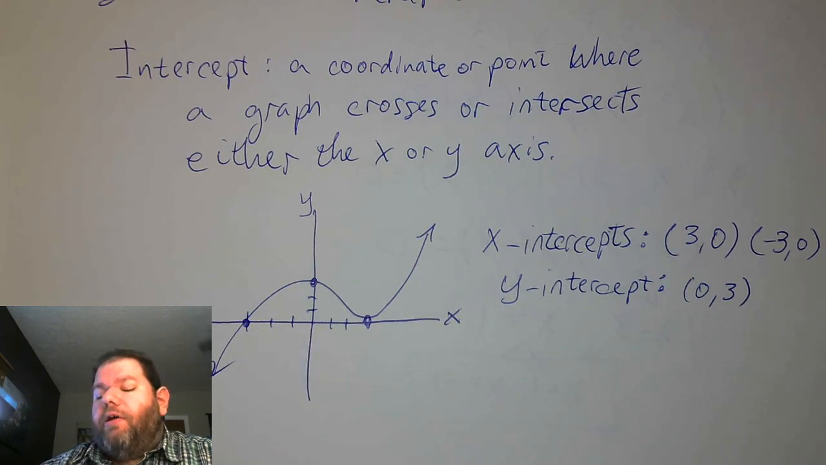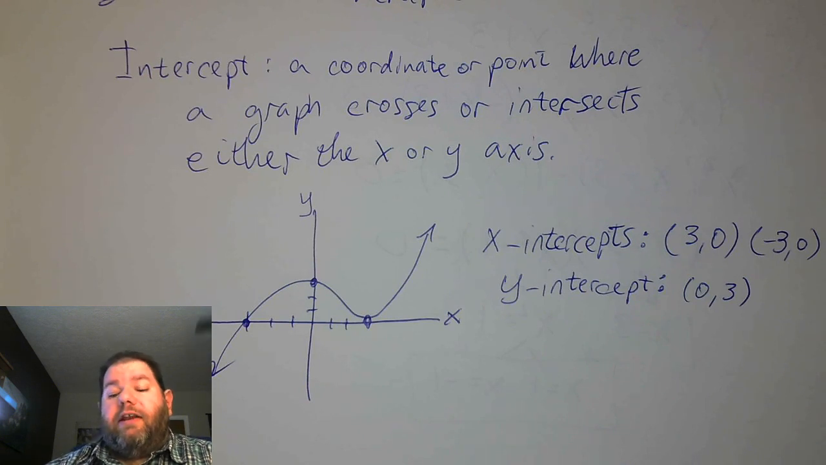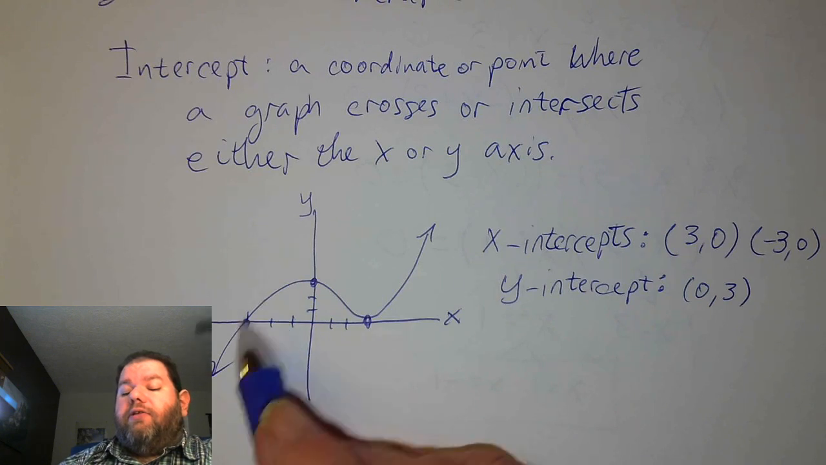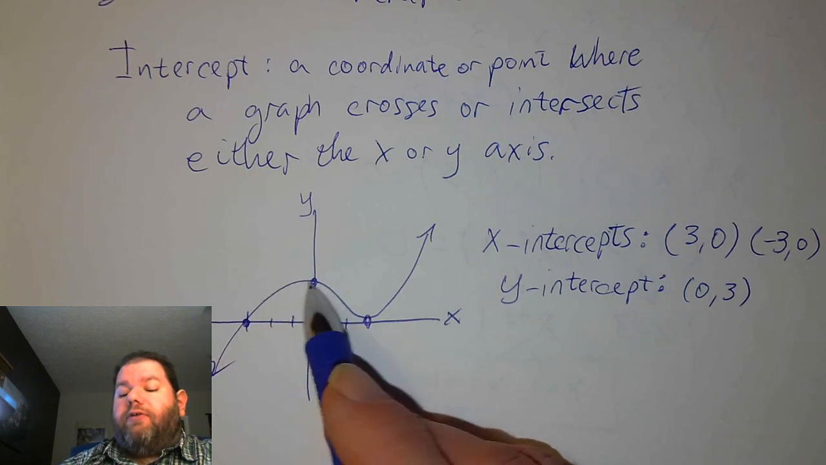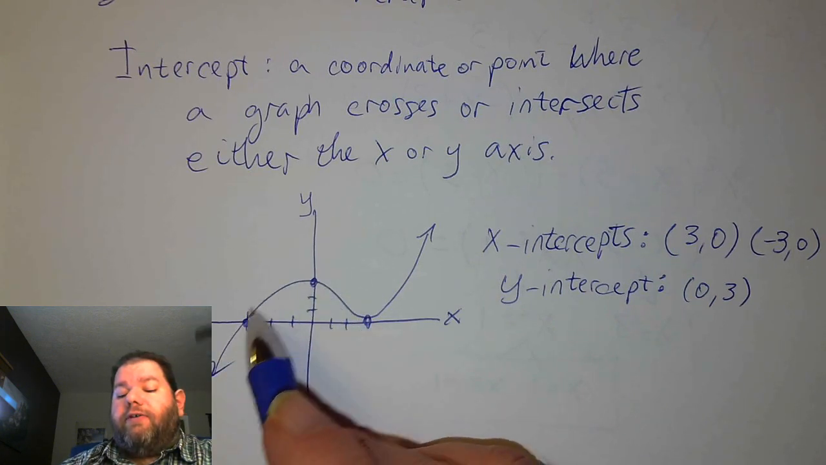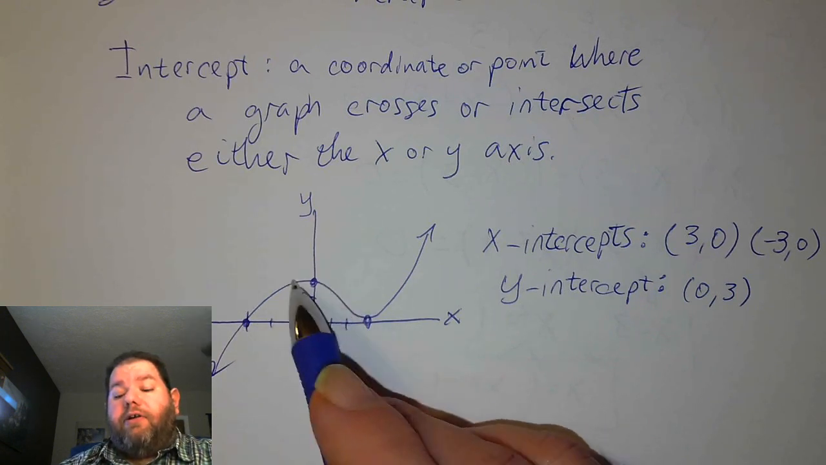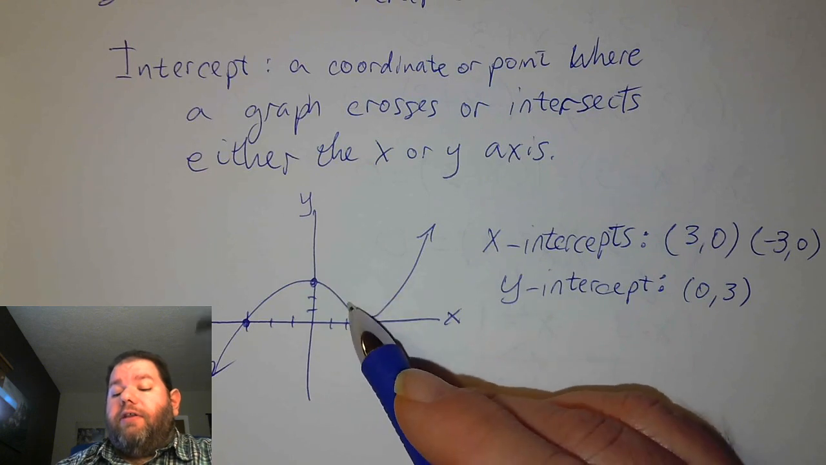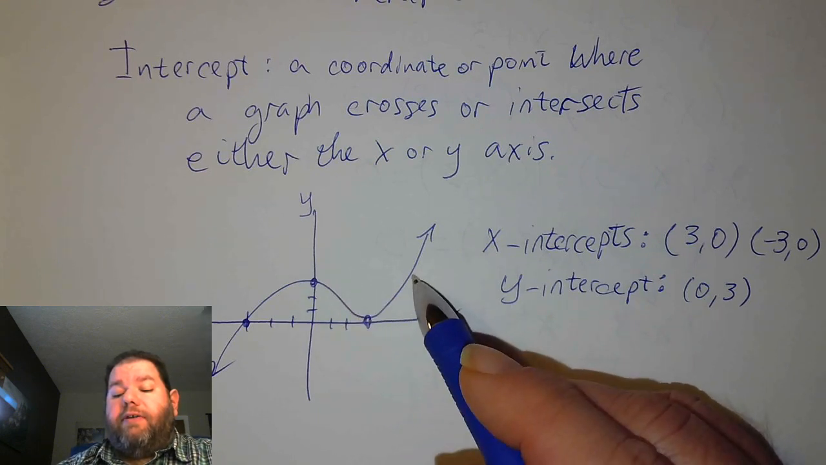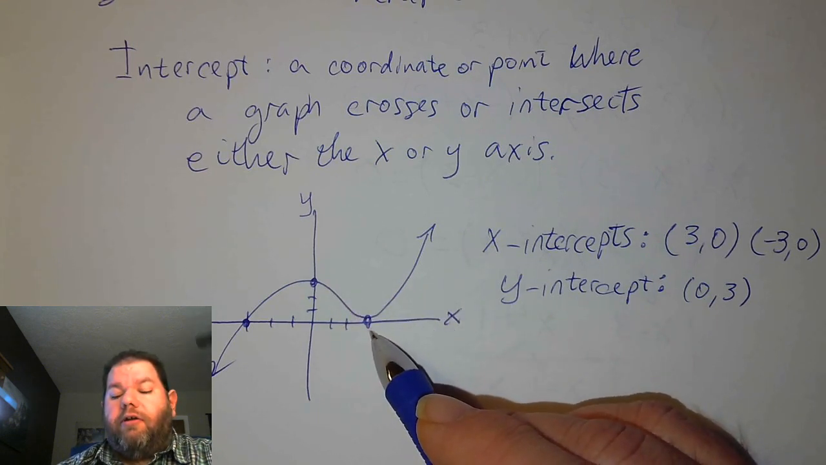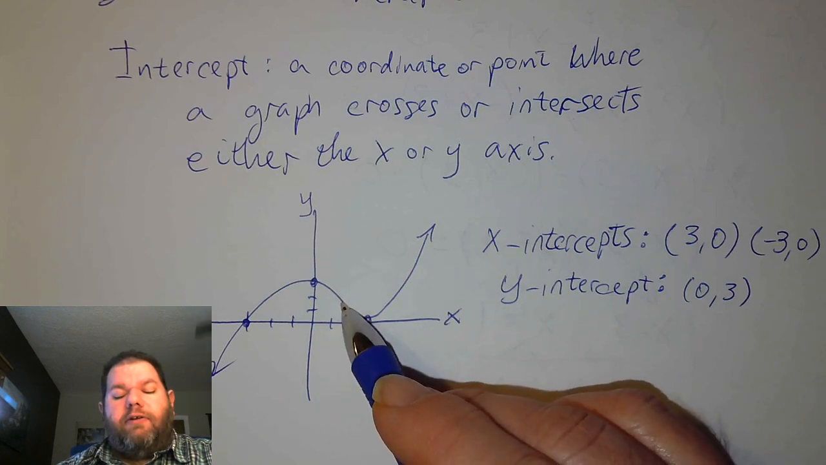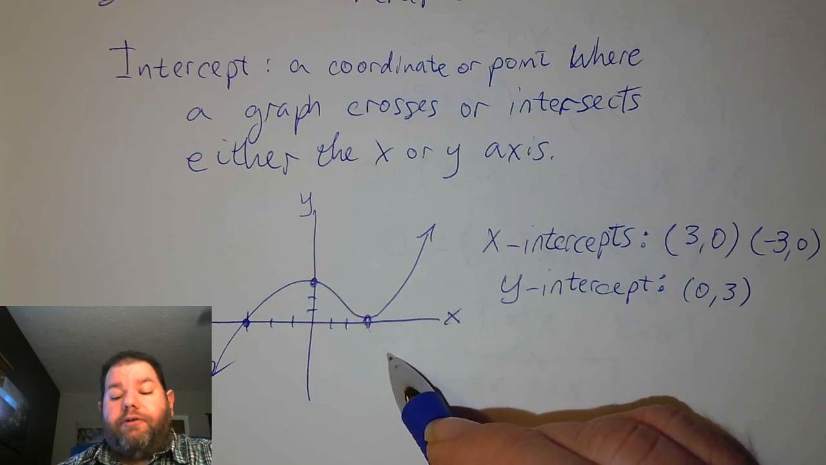I did kind of distinguish whether the graph crosses or intersects. Like these 2 points, I would say the graph is crossing those axes. It crosses the x-axis here at -3, crosses the y-axis here at +3, and then I would say it intersects the x-axis at +3 right here. But it doesn't cross because it doesn't go from one side of the axis to the other.